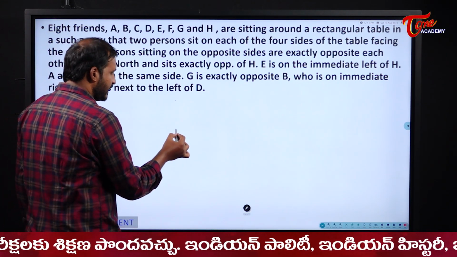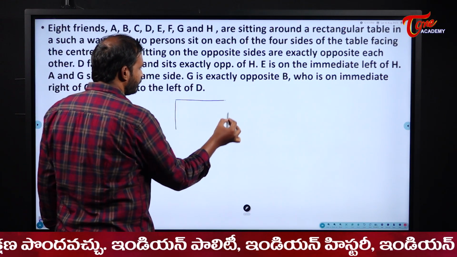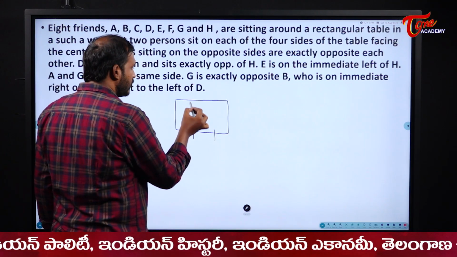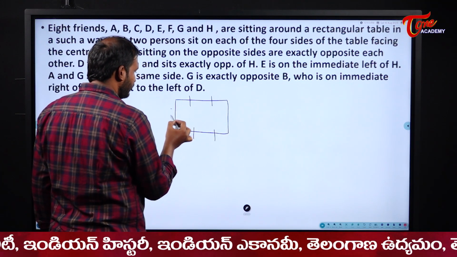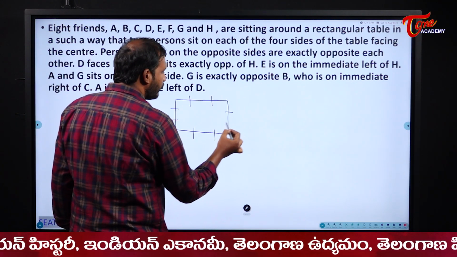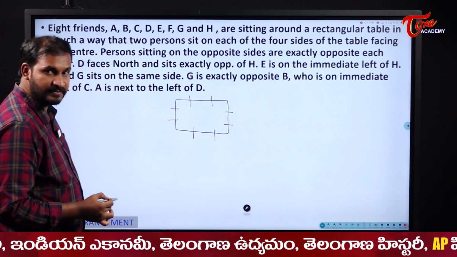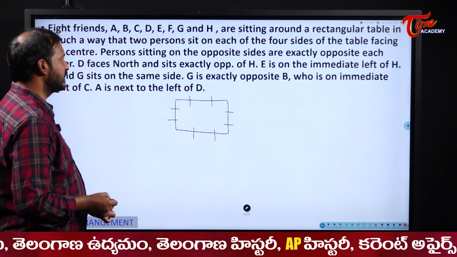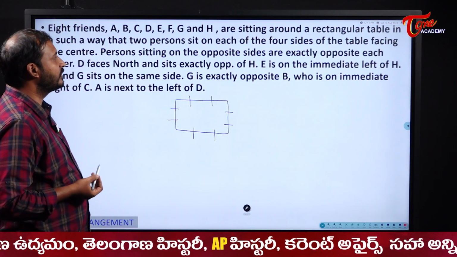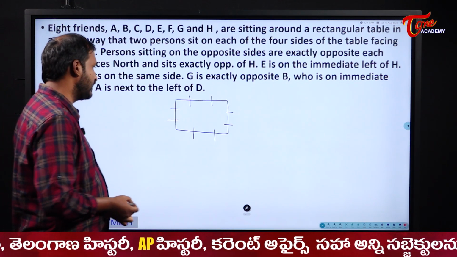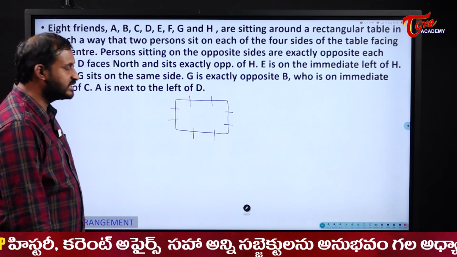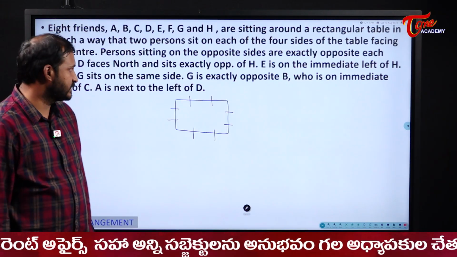Now, there is a rectangular table. So, 2 persons sit on each side of the table and they are facing opposite to each other. So, this is how the arrangement is. 4 sides and the center. Persons sitting on the opposite sides are exactly opposite to each other. This is the arrangement of the 8 persons. Okay.